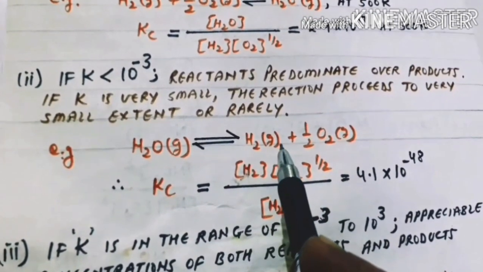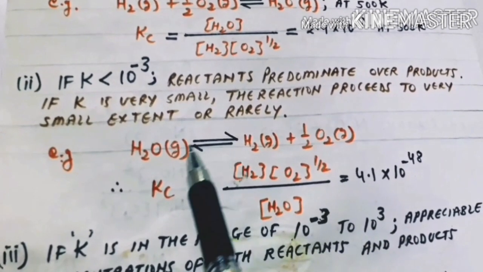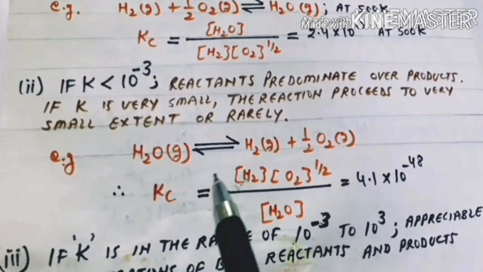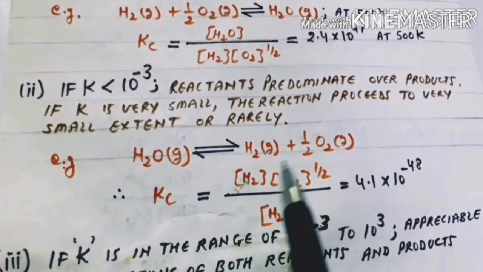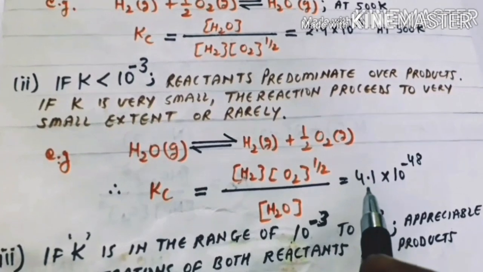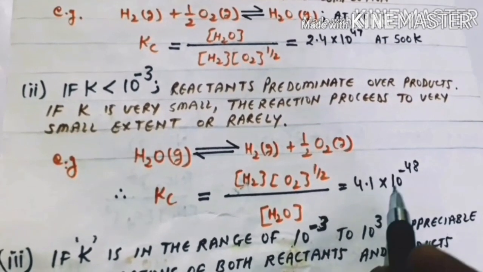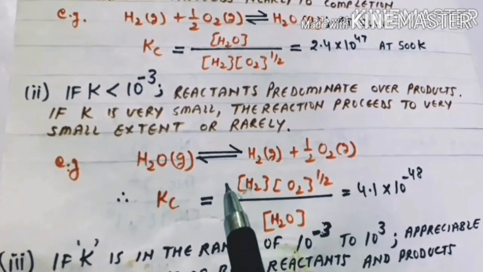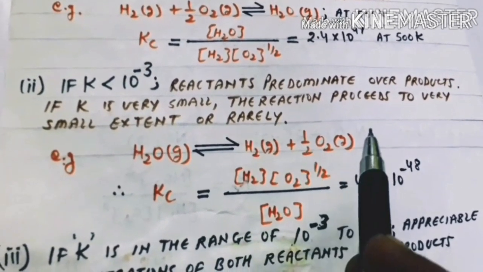And 1 mole of hydrogen gas and half mole of oxygen gas react in the backward direction to give back the reactant, 1 mole of water vapor. So the equilibrium constant Kc at a particular temperature for this reaction is equal to 4.1 × 10^-48. So this value is very small. It means the extent of the above reversible reaction in the forward direction is negligible.